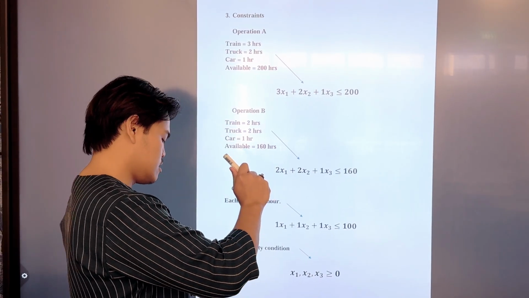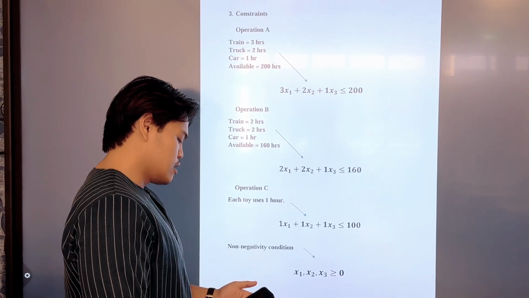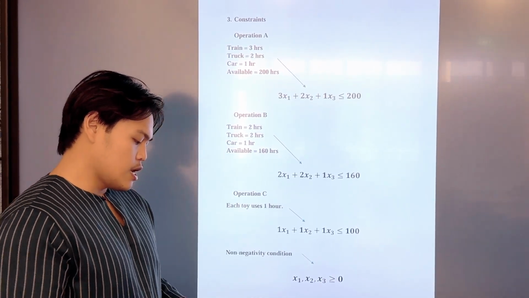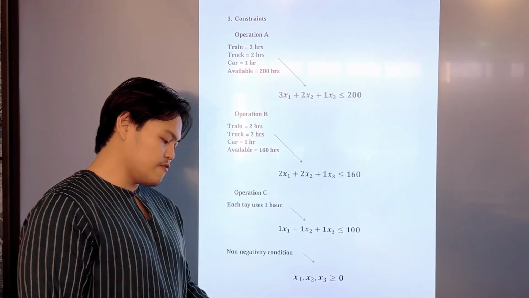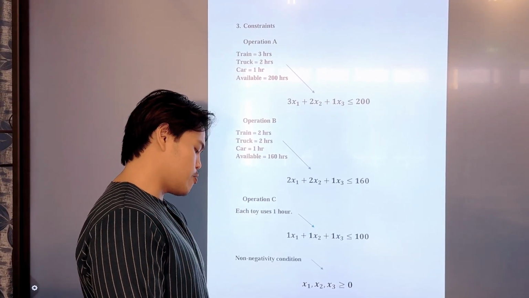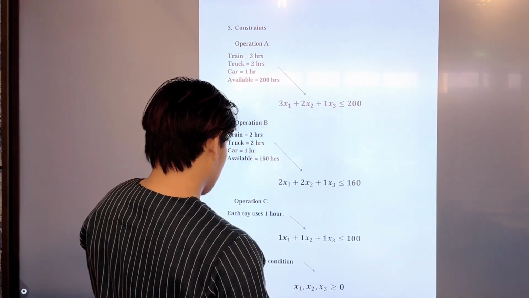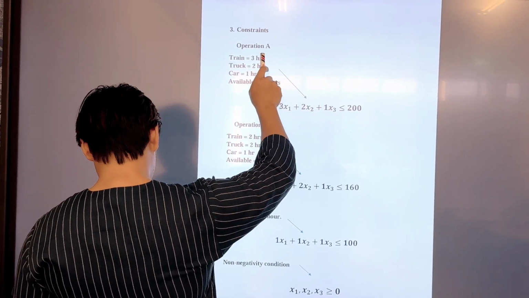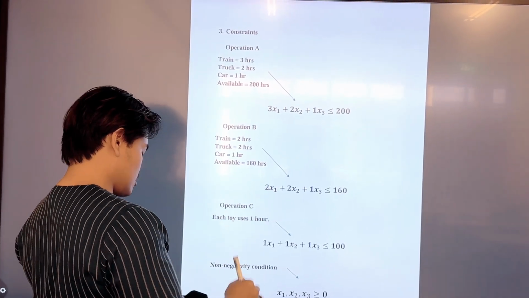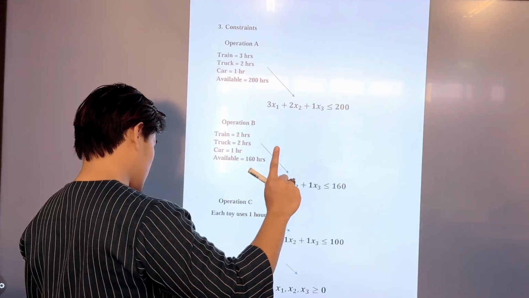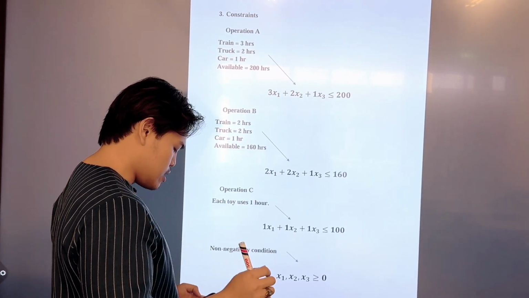Okay, for this slide, we need to do the operational constraints. Of course, we cannot manufacture an infinite number of toys because the production line faces specific resource limitations across the three operational departments. Let's break them down. First, for operation A, a train takes 3 hours, a truck takes 2 hours, and a car takes 1 hour. We have a maximum of 200 available.